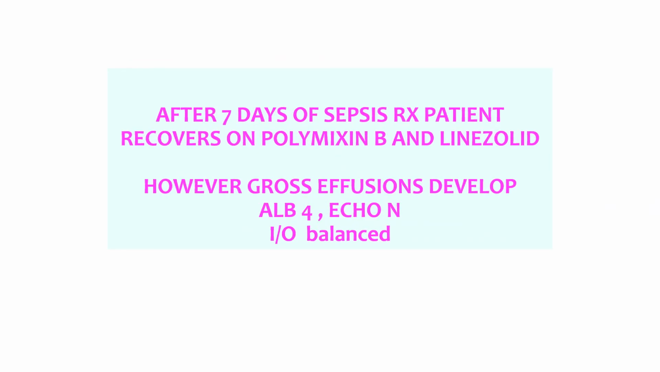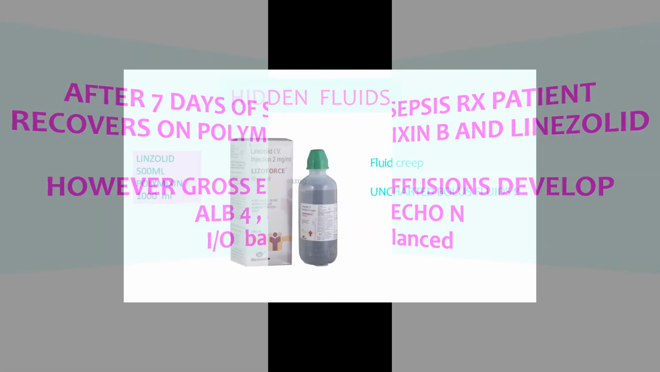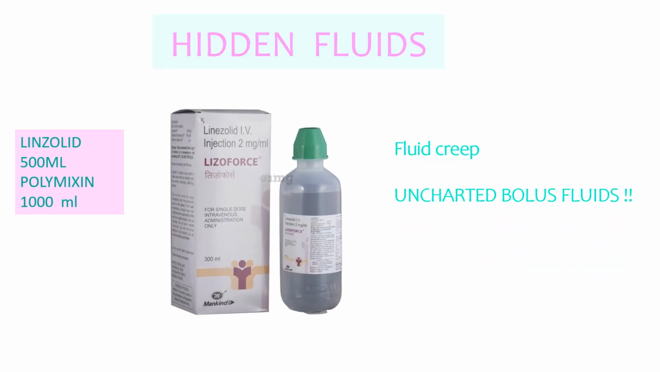This is an example here of fluid creep. So polymyxin B is actually given in 1 liter or minimal 500 ml, and linezolid 600 mg also comes in 300 ml. So if you are giving polymyxin B and linezolid, you are giving 1.5 liters of fluid to the patient, and if the sister is not charting, this will be going into the body without any evidence on the charting, and this is what is called fluid creep.